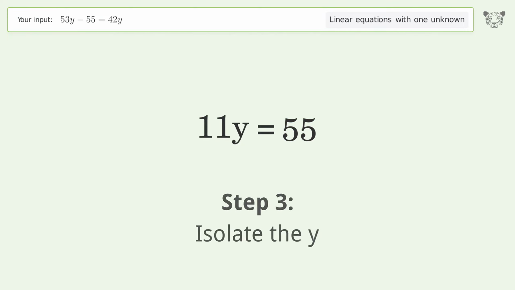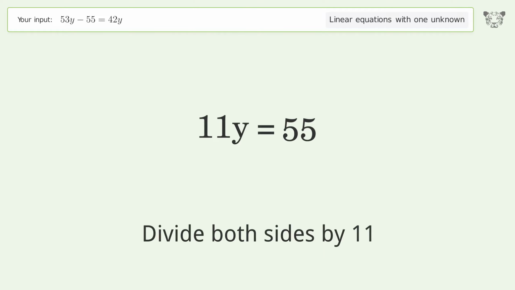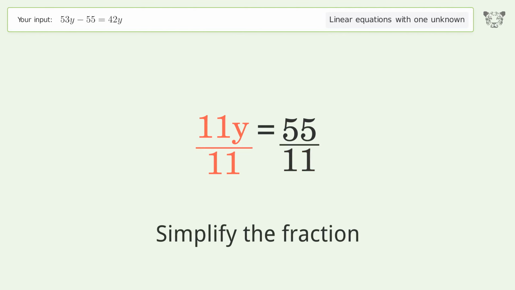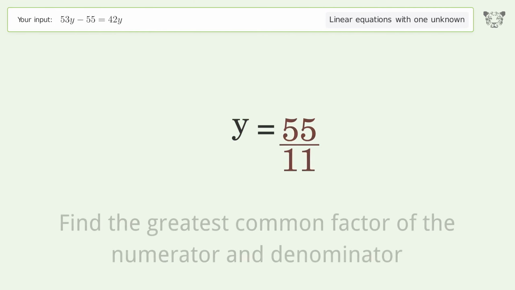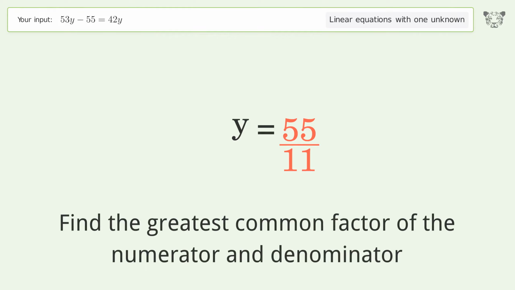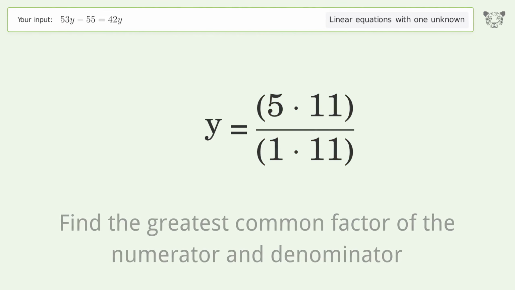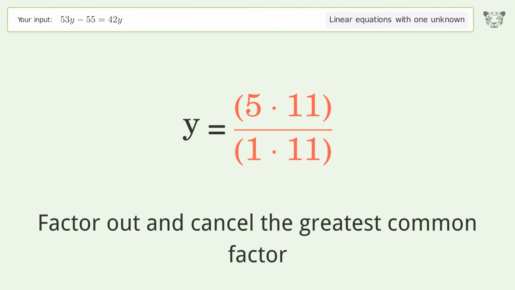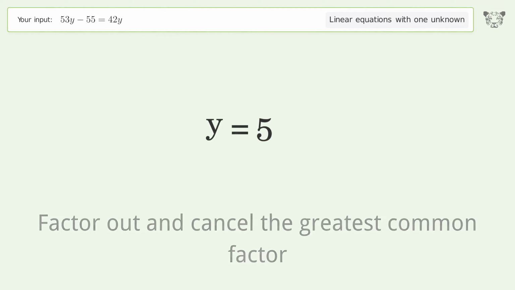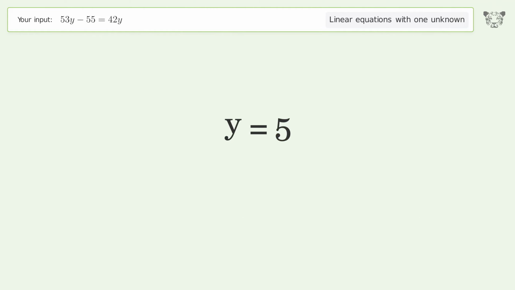Isolate the y. Divide both sides by 11. Simplify the fraction. Find the greatest common factor of the numerator and denominator. Factor out and cancel the greatest common factor. And so the final result is y equals 5.